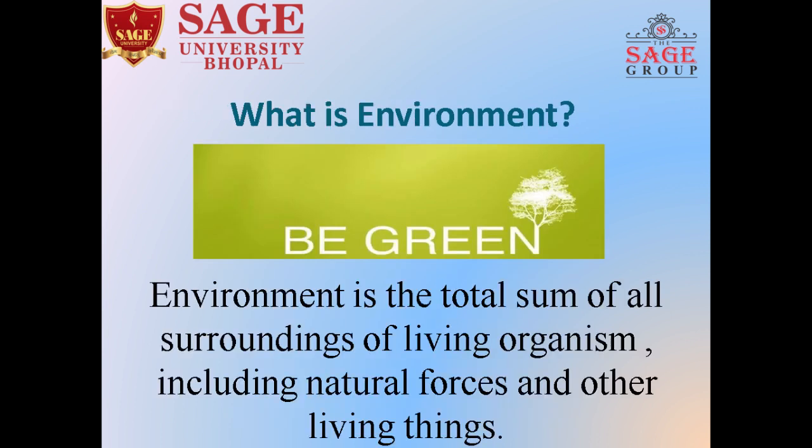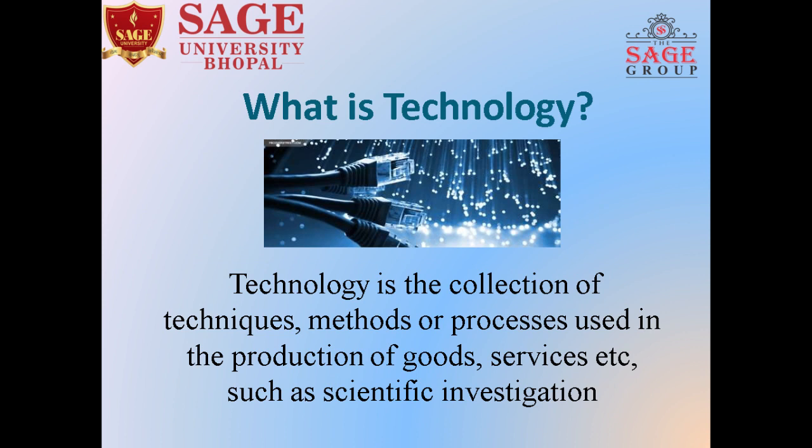What is environment? Environment is the total sum of all surroundings of living organisms, including natural forces and other living things. What is technology? Technology is the collection of techniques, methods, or processes used in the production of goods, services, etc., such as scientific investigation.